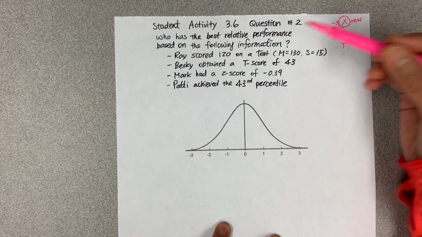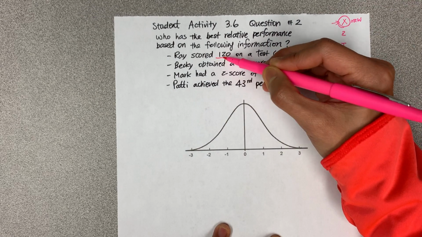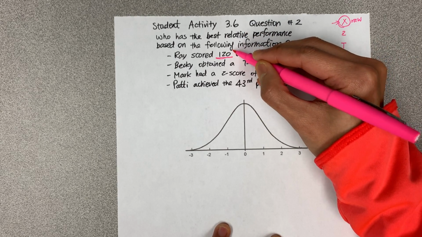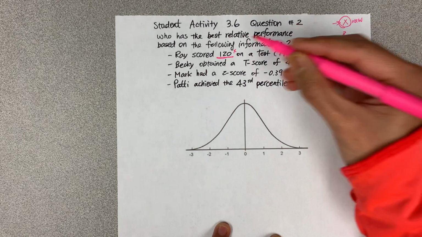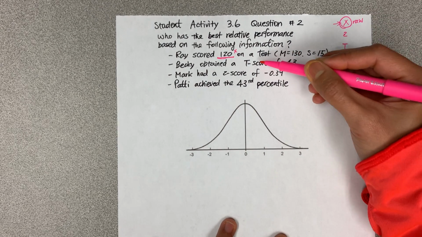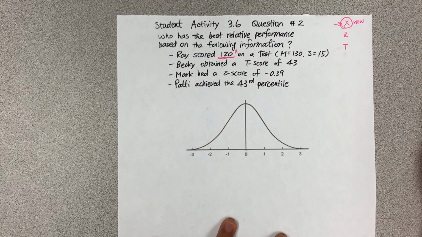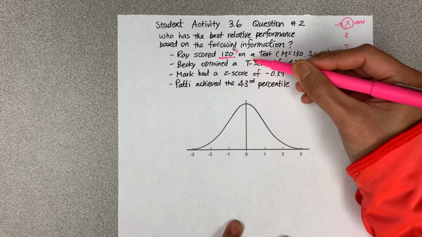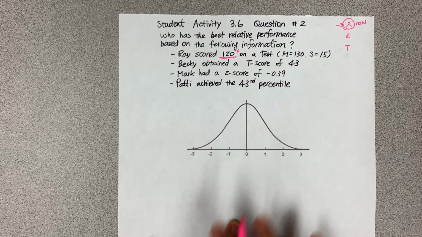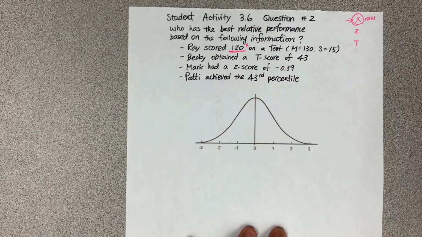So Ray, we already know Ray's score: 120. This is Ray's raw score. He scored 120. Now let's make all of them a raw score. Becky has a t-score of 43.